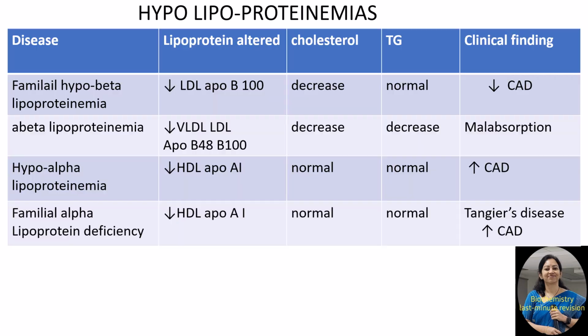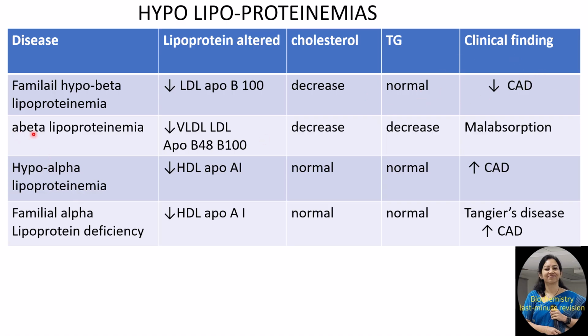Coming to hypolipoproteinemias, there are 4 in number. First, familial hypo-beta lipoproteinemia. This is characterized by decreased low density lipoprotein and decreased ApoB100. This is actually good for our body because when low density lipoprotein is decreased, it acts as some sort of protection against coronary artery disease.